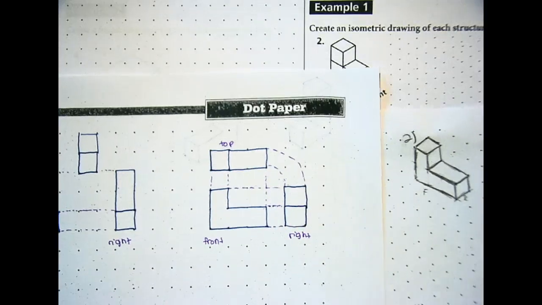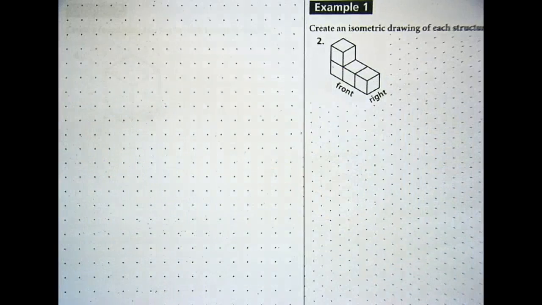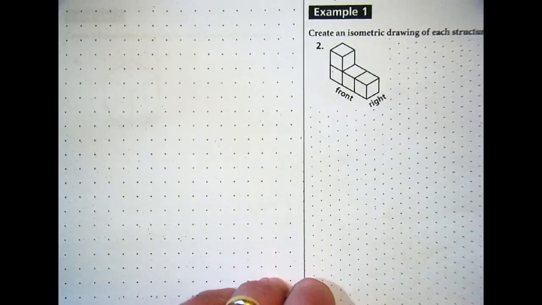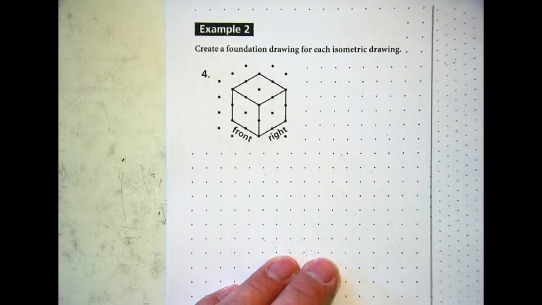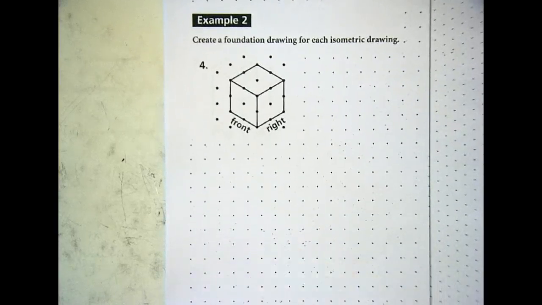Okay, guys, I think it's really important to do your front, right, and top that way to help you out. All right, real quick, any questions? All right, most of you are doing pretty well. I want you to draw a foundational drawing for number 4. Create a foundational drawing for that isometric.